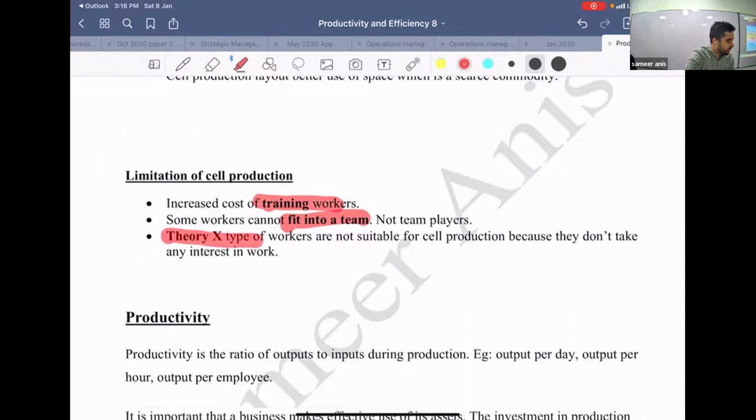Okay, guys. Next one, guys. Theory X type of workers are not suitable. So there is something called Theory X and Theory Y type of workers. Theory X workers are lazy. They dislike work. They'll avoid responsibility. They only work for money. Such workers will not fit into a cell production base. Yeah? So that's also done, guys.